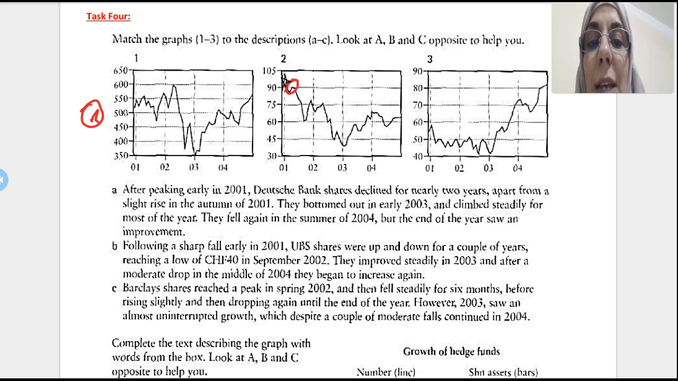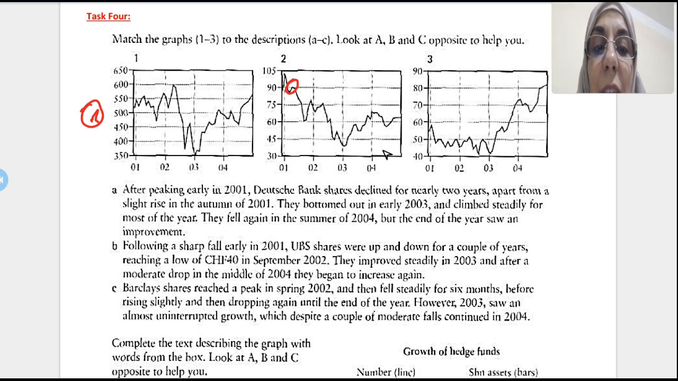rise. Here is the slight rise in 2001. They bottomed out in early 2003. Here is 2003. They bottomed out. And climbed steadily for most of the year. They fell again in the summer of 2004. Here is 2004. But the end of the year saw an improvement.